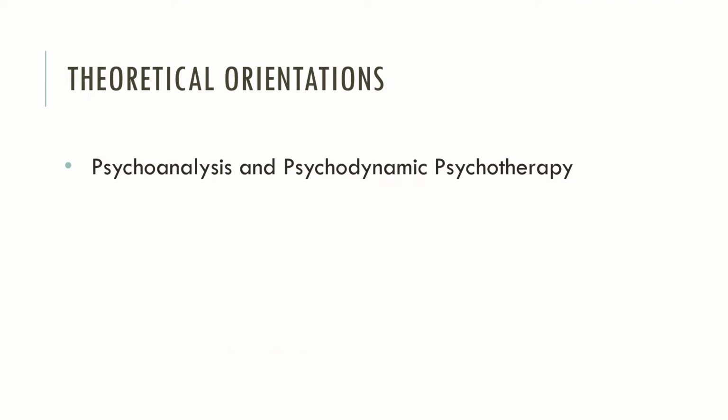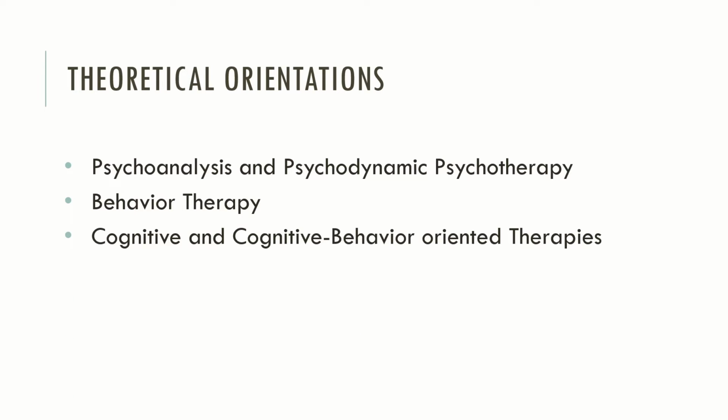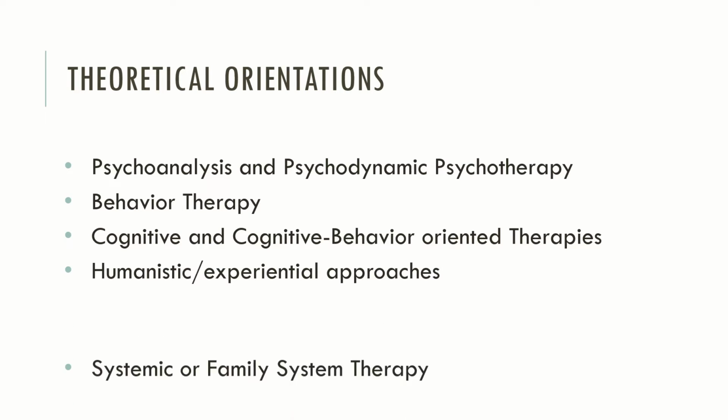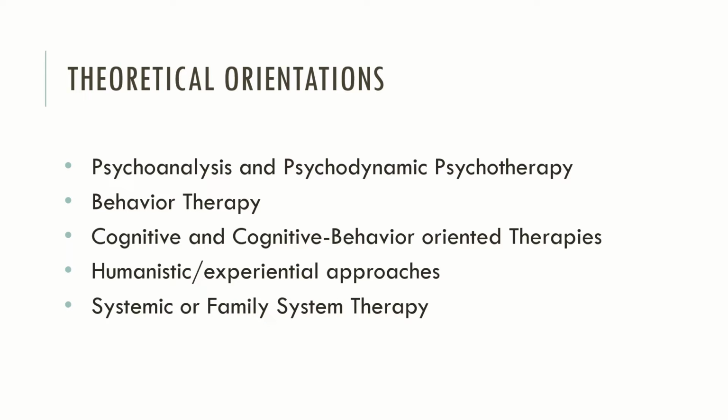The first is psychoanalysis and psychodynamic psychotherapy. The second is behavior therapy. The third is cognitive and cognitive behavior-oriented therapies. The fourth is humanistic or experiential approaches. Systemic or family system therapy. And the last one is integrative psychotherapy. So now let's look a little bit more in detail at these different theoretical approaches, and we'll try to see some essentials from each approach, okay?